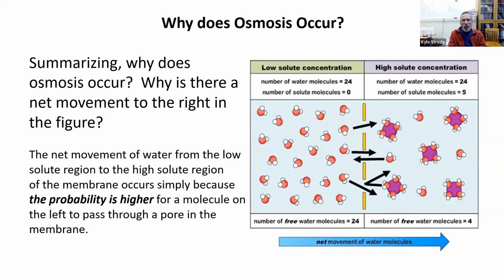If we look at the left-hand side, we can see that the probability of a water molecule bumping into the membrane, and therefore the probability of a water molecule bumping into a spot where there's a pore, is much, much higher than the probability of a molecule of water on the right bumping into the semi-permeable membrane and passing through a pore. It's just probabilities. On the left, the probability is higher. On the right, the probability is lower.